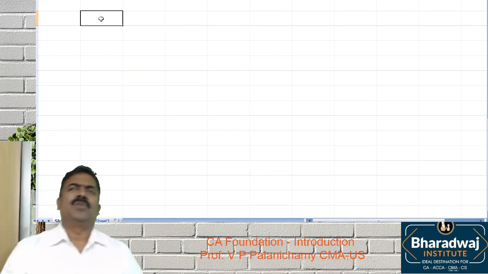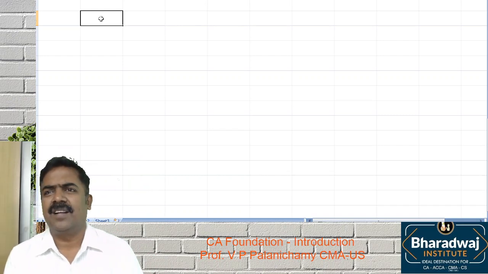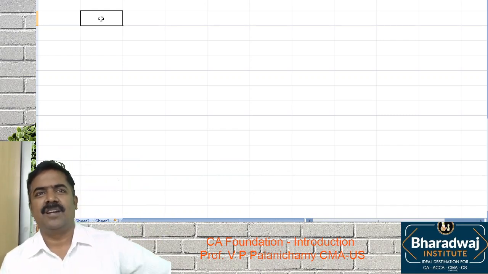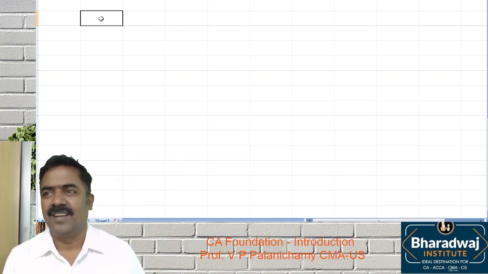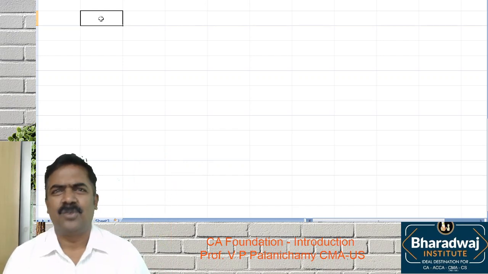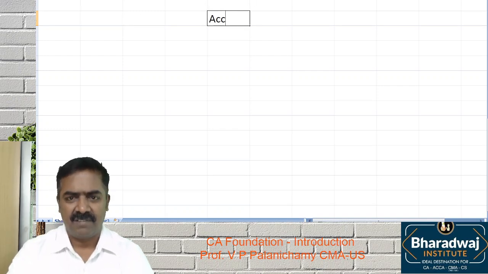Okay. What is accounting? There is a definition. It's an art of summarizing, classifying, recording transactions in a systematic manner and communicating results to the end users. That's one definition of accounting. Okay, let us not go for mugging up the definition and all. Let us go for learning in a logical way.